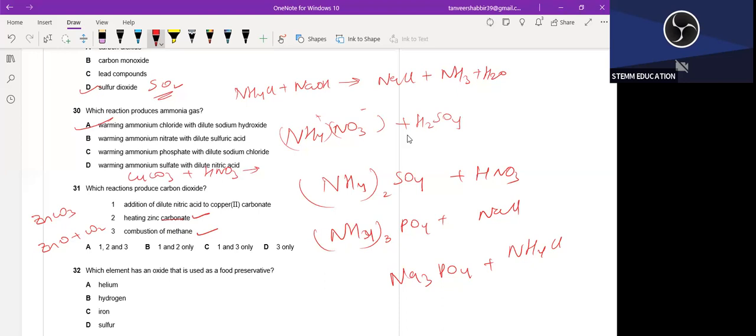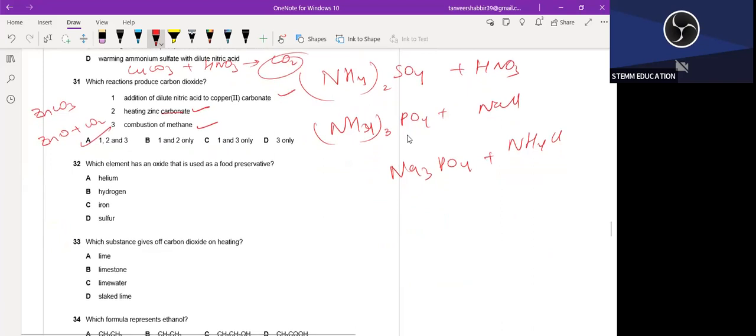Product will be this one. Okay. It will produce CO2. So all the three options are correct.